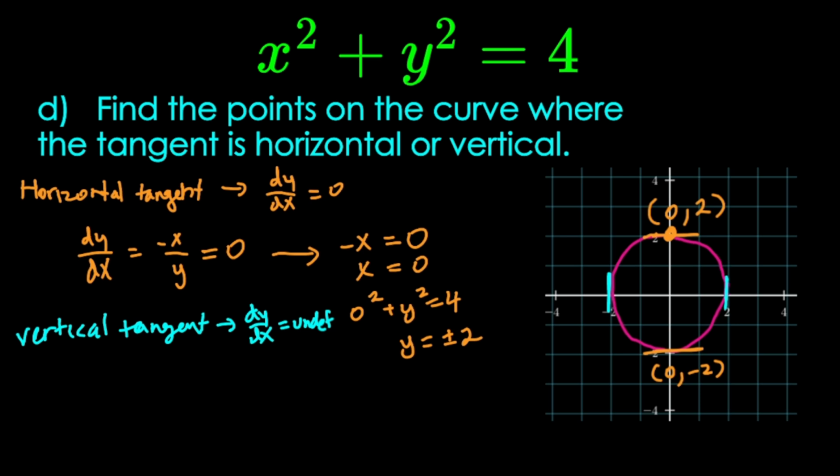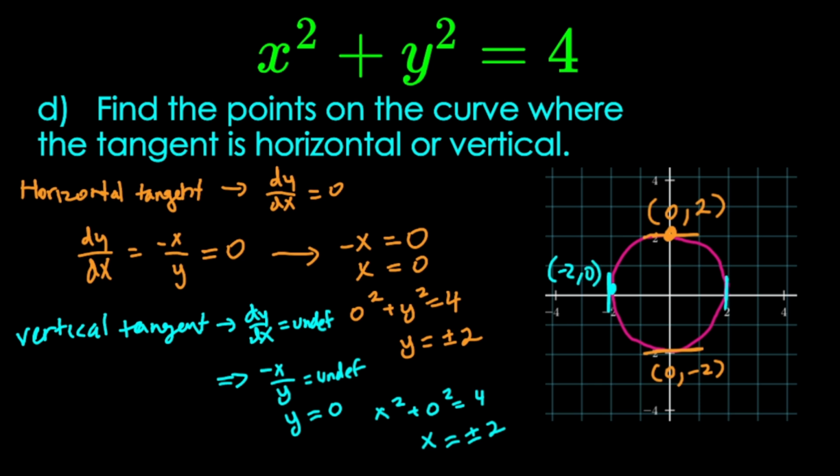And a fraction is going to be undefined whenever the denominator equals 0. So that means the same thing as negative x over y is undefined, which happens only when y equals 0. And just like before, if we plug in 0 for y this time, we get x squared plus 0 squared equals 4, and that leads us to x equals plus or minus 2. And you can see on the graph that this point is negative 2, 0, and the one on the right is positive 2, 0. That agrees with the work we did.